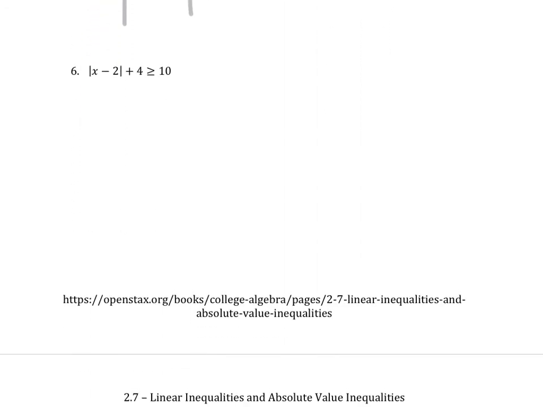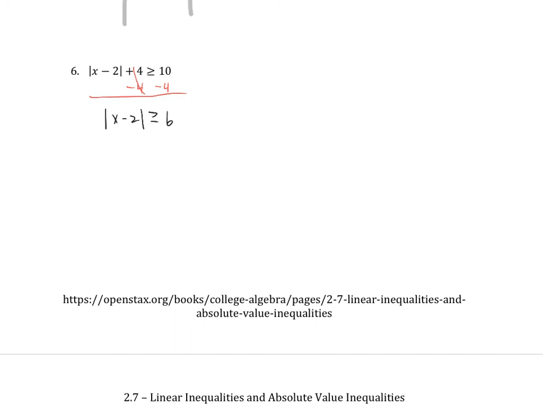Okay, number 6. We need to get the absolute value by itself first before we determine how to proceed. So the first thing we want to do is subtract 4 from both sides. So that is going to give us the absolute value of x minus 2 is greater than or equal to 6. Now, since we have a positive on the right-hand side and we have the absolute value by itself, we can proceed. We see that we have a greater than symbol.